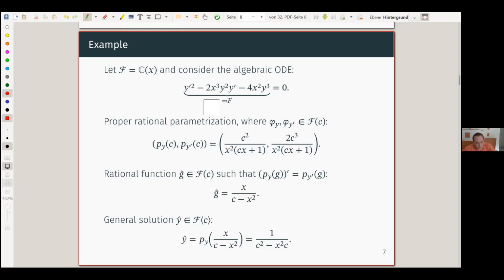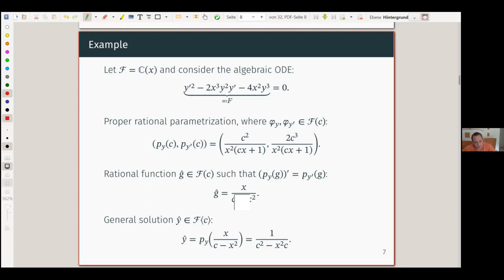And I indicated this here briefly. So for this equation, you have this proper rational parametrization, where this C here is my parameter. What I want to find here is then a G, which transforms my parameterization such that the derivative of the first component is equal to the second.